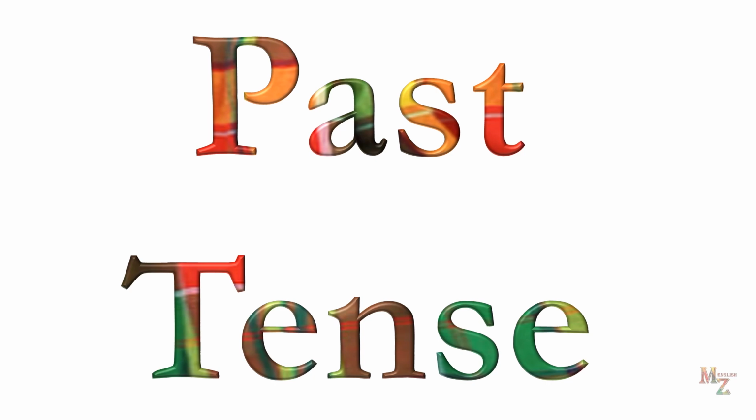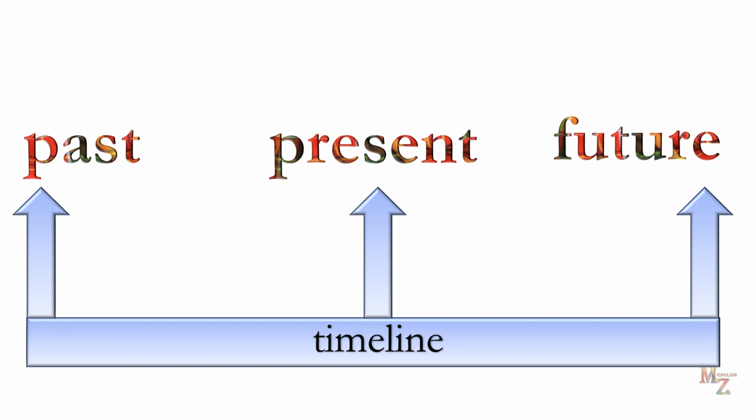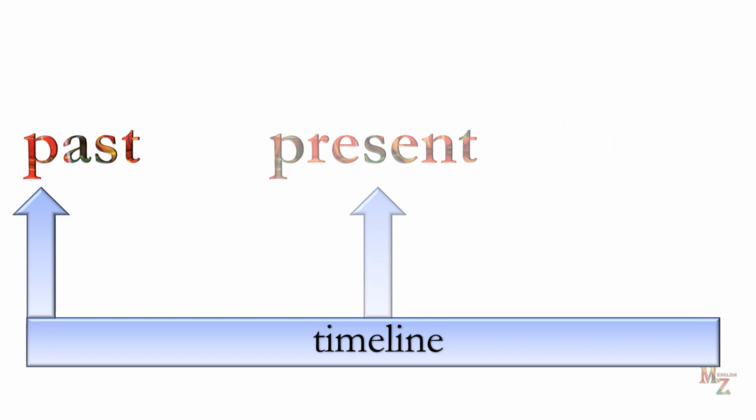Today we look at the past tense. Remember our timeline? When we talk about the past tense, we're talking about events that happened before.